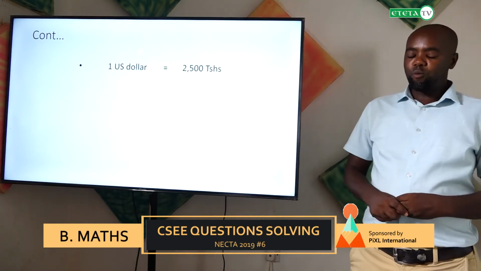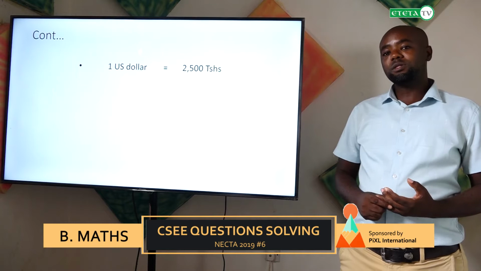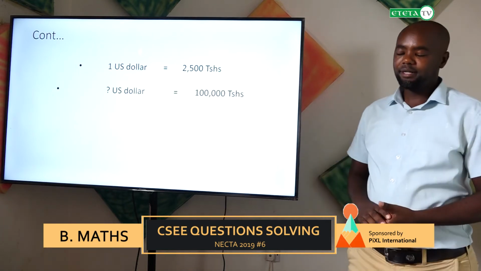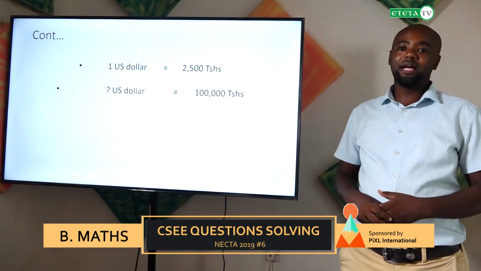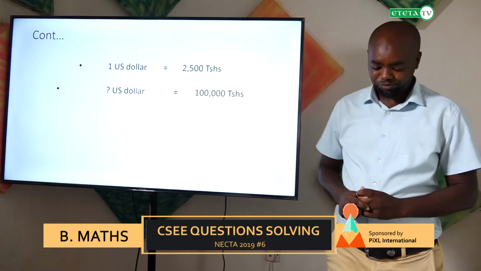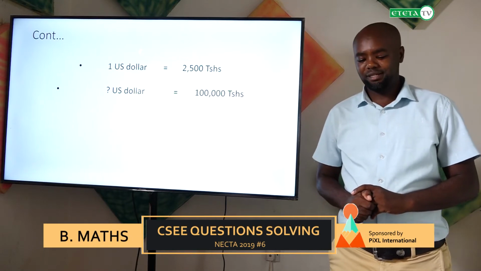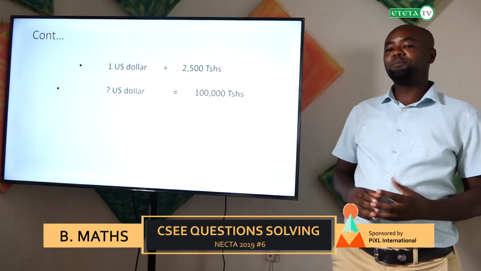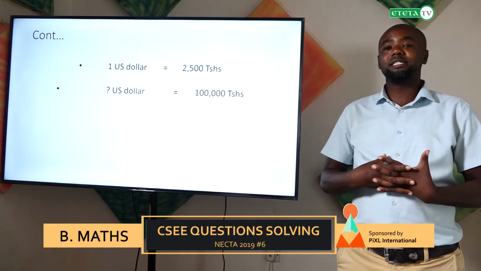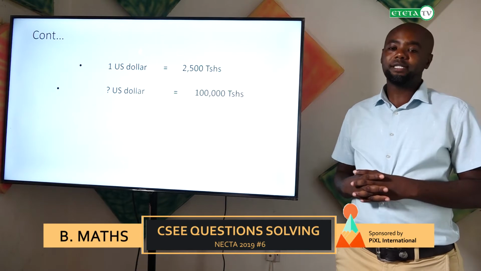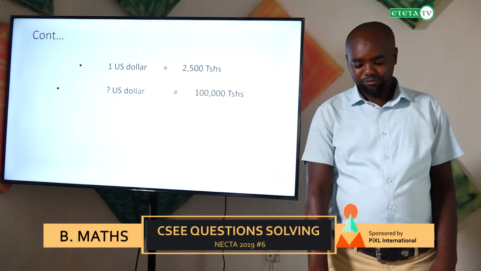We have 1 US dollar equal to 2,500 Tanzania shillings. And we don't have the US dollars equivalent to 100,000 Tanzania shillings. So from there, you are supposed to use cross multiplication in order to get how many US dollars 100,000 Tanzania shillings is equal to.